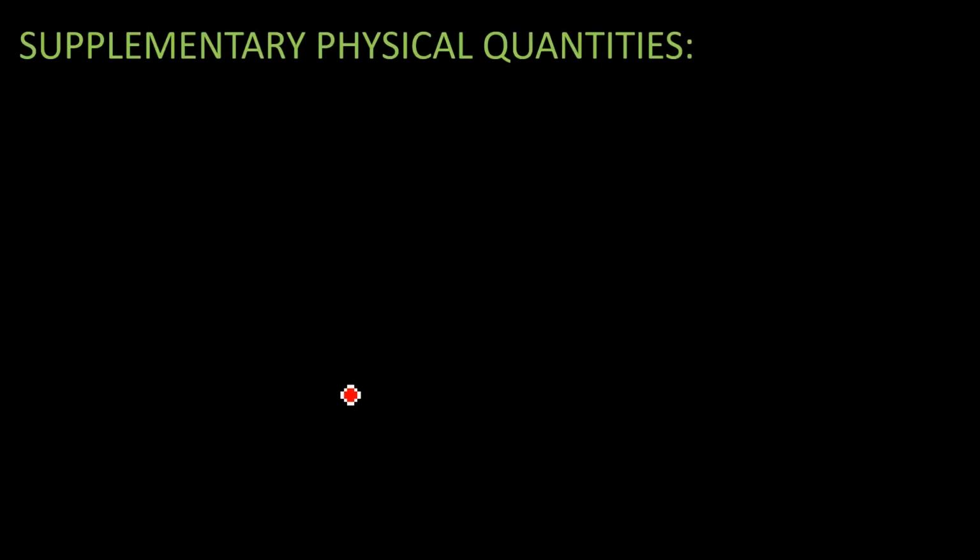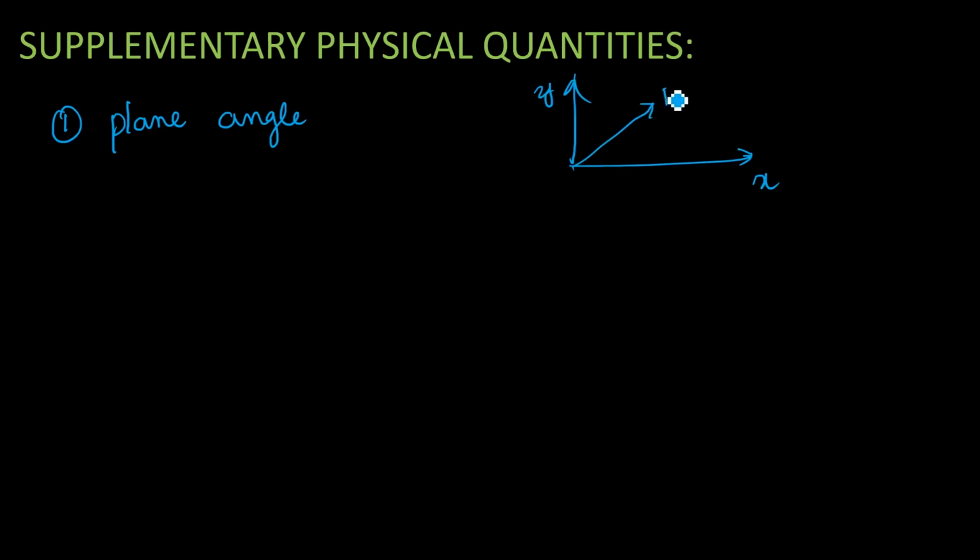Next one, supplementary physical quantities. So what are the supplementary physical quantities? The first one is plane angle. What is plane angle? Consider the x-axis and y-axis. If you take one vector, say force vector F bar, the angle between F bar and the x-axis is called plane angle. So how the vector makes the angle with the axis, with the plane, that is called plane angle. And the second one is solid angle.